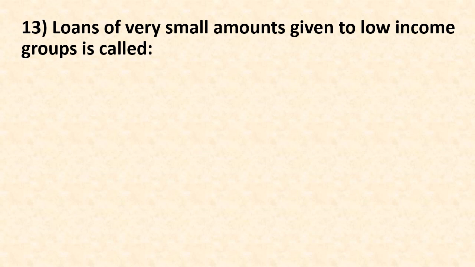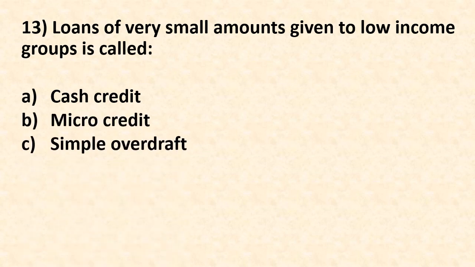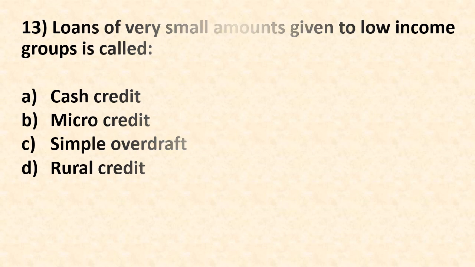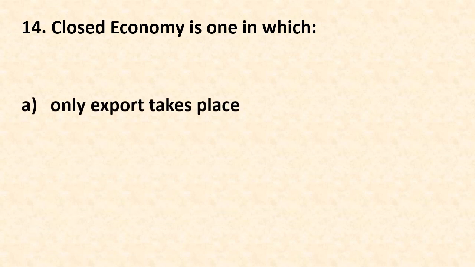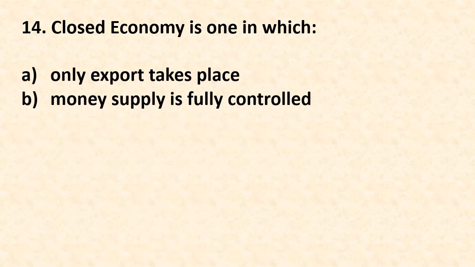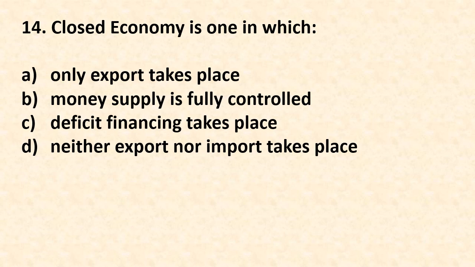Number 13. Loans of very small amounts given to low-income group is called: options are cash credit, microcredit, simple overdraft, and rural credit. The correct answer is option B, microcredit. Question number 14. Closed economy is one in which: options are only export takes place, money supply is fully controlled, deficit financing takes place, and neither export nor import takes place. The correct answer is, in closed economy, neither export nor import takes place. So the correct answer is option D.